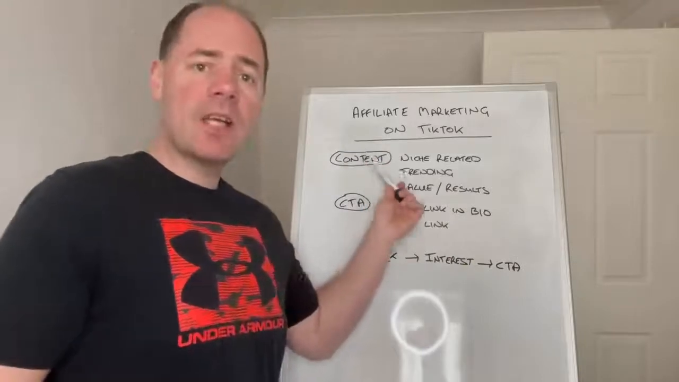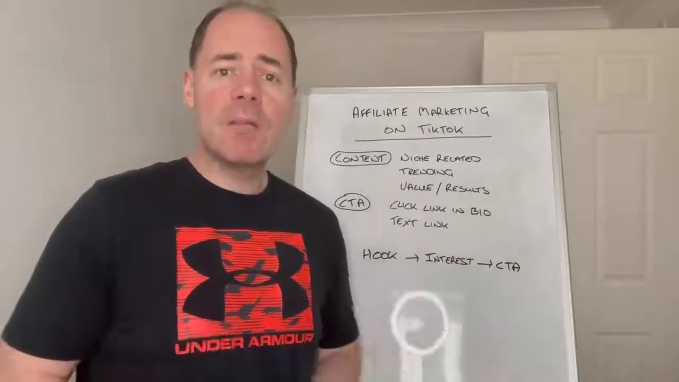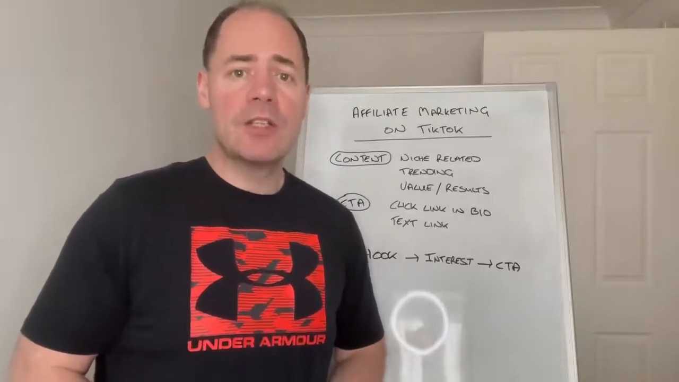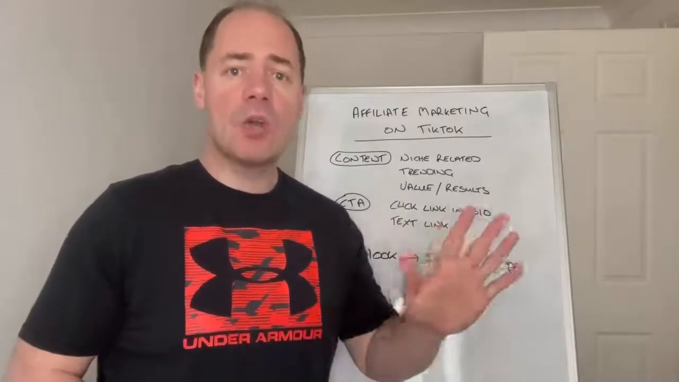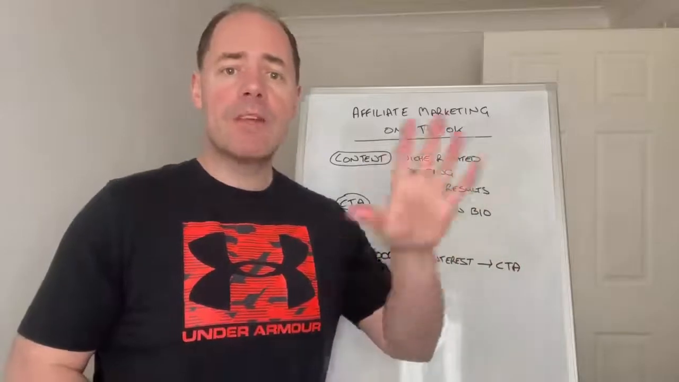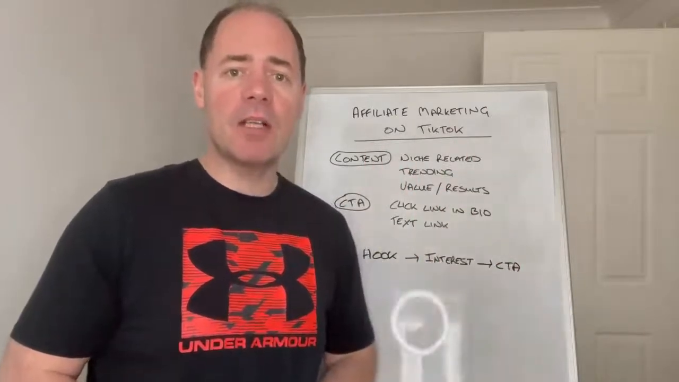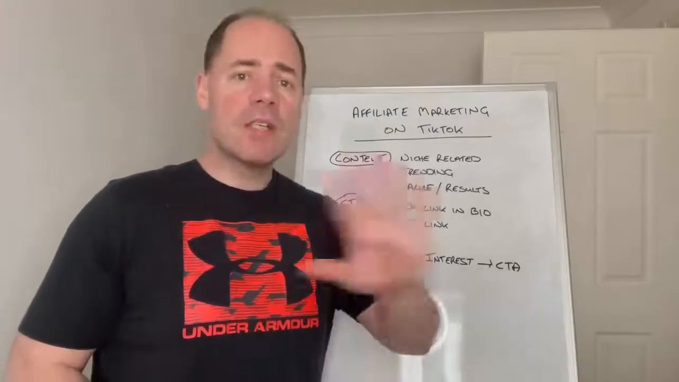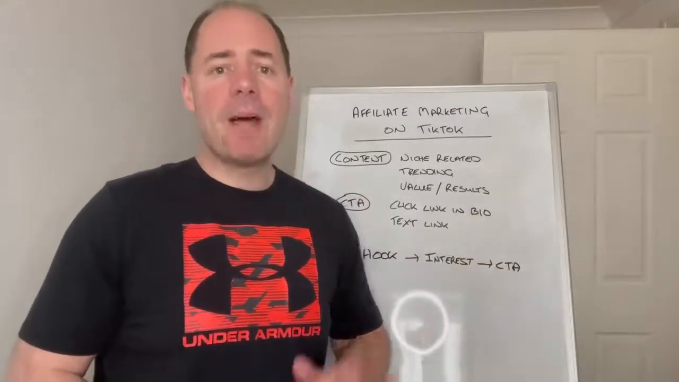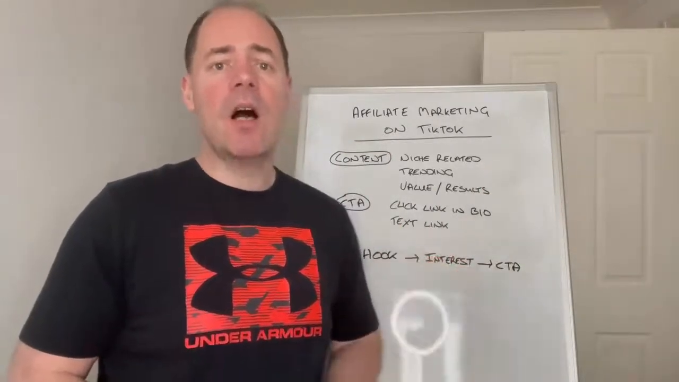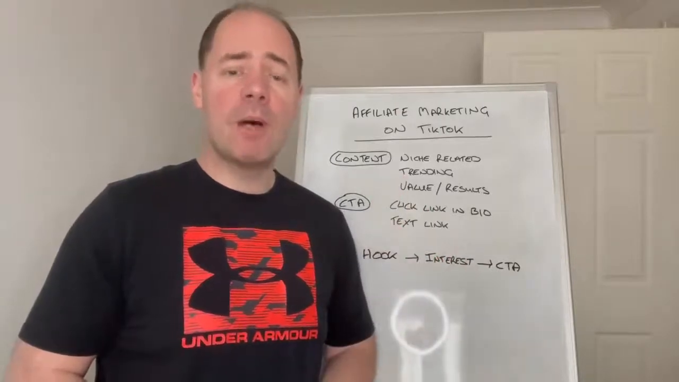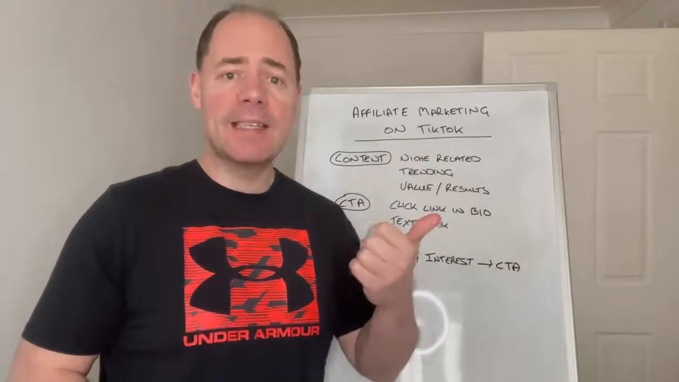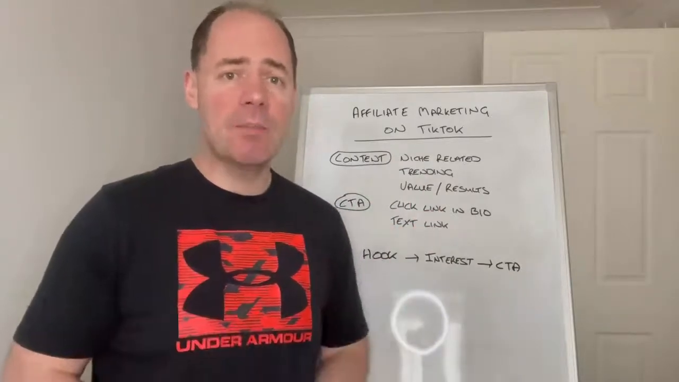So firstly, the content. If you're doing affiliate marketing, you're going to be in a certain niche. You should stick to that one niche throughout your whole channel. Don't promote different products from different niches on your channel because it simply won't work. Your audience will just be scattered. It's better to have a focused channel on one niche where you can promote maybe a handful of products, okay? And if they're high ticket products, then that's going to really help as well.